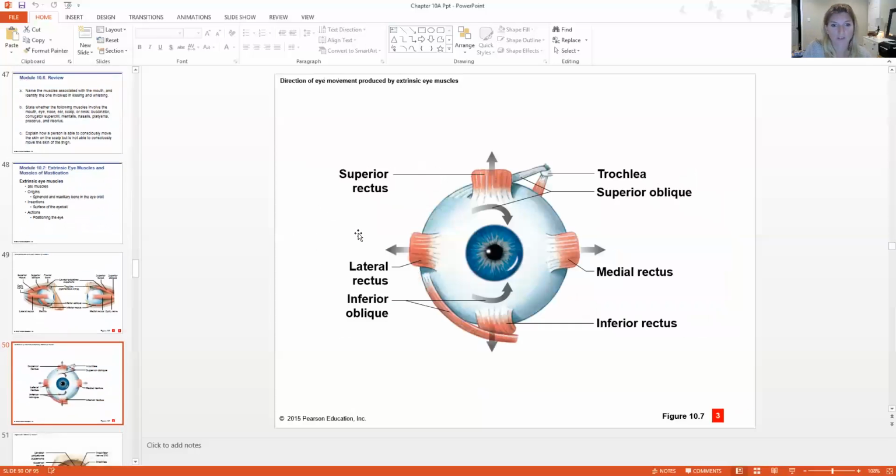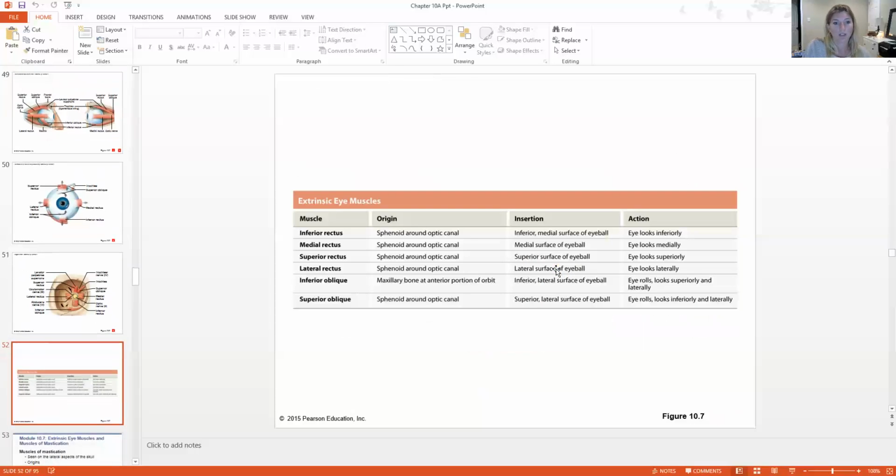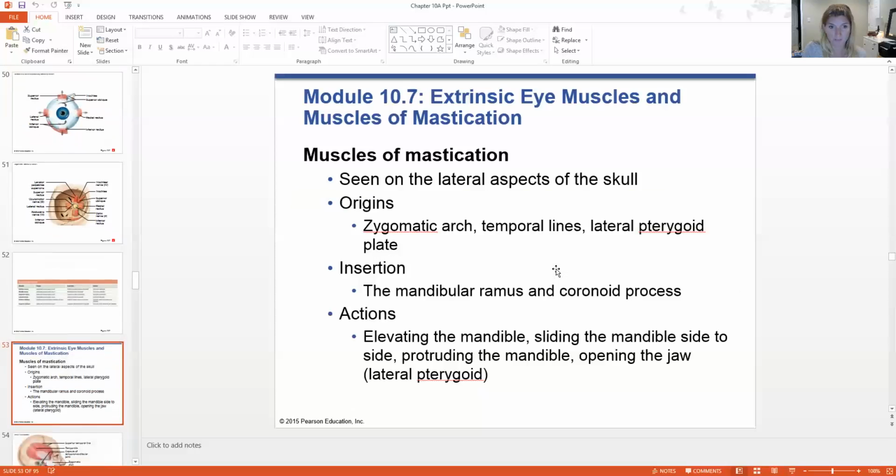There they are, just a different view. There they are with another different view, which is with the eyeball removed, looking at the actual attachments. Notice the optic nerve, it's right in there. Here is just the review of the origin, insertion, action. You don't need to know the origin and insertion for these, but you should know the actions of them.